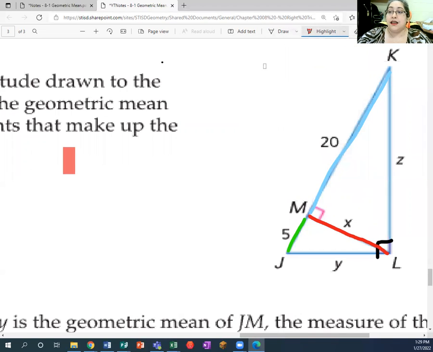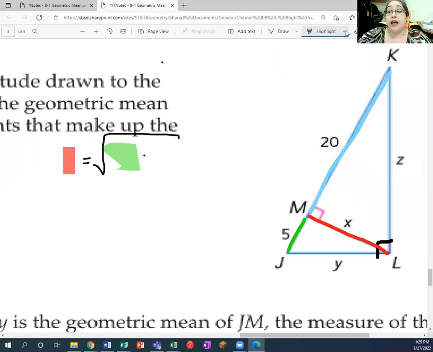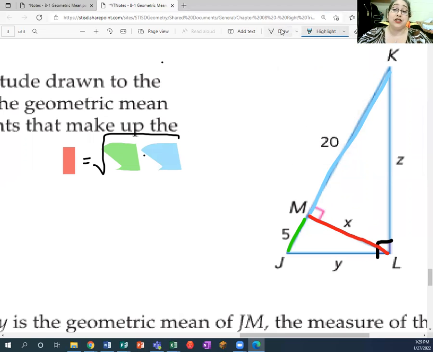The height of the altitude is equal to the geometric mean, that is the square root of the two things multiplied together. The two things being multiplied are those pieces of the hypotenuse that are created when the altitude runs into the hypotenuse. So here's the altitude X. Here is one piece of the hypotenuse. Here is the other piece of the hypotenuse.